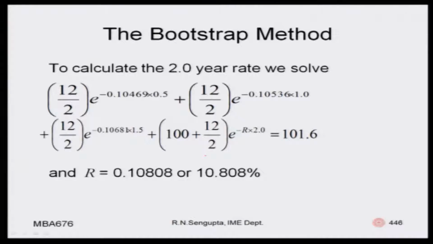Now, having said that, what you have done is that you are going step by step. So, you have already found out, again I am repeating, for the first quarter, then for the half year, then for the 1 year, then for 1.5 years. And the last row is basically for the 2 years. So, what you will do?